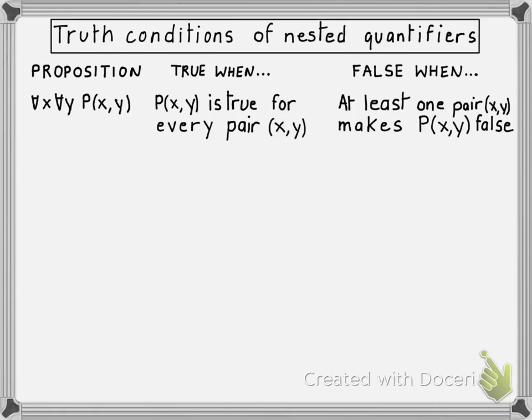Now, even when considering only two universal quantifiers, there's still another way to make this predicate into a proposition, namely by switching the order of the quantifiers. So I want you to stop the video and convince yourself that this proposition is true exactly under the same conditions as the first one, and this proposition is also false exactly under the same condition as this one. In other words, these two propositions are logically equivalent.